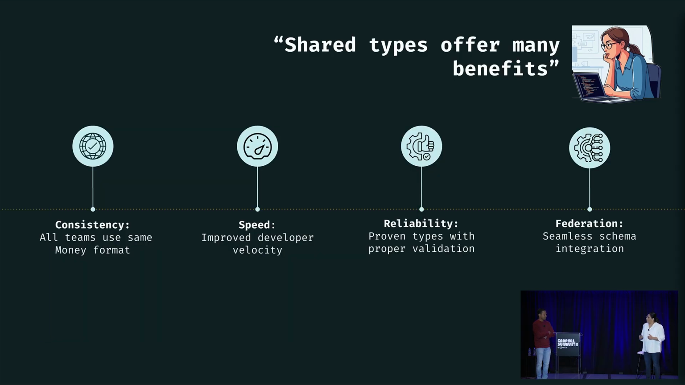Let me reiterate some of the benefits that shared types has to offer. It ensures consistency. All teams use the same money format. It improves speed and developer velocity. In your case, you didn't have to reinvent the wheel. You didn't have to research the various standards for currency code or the amount field.